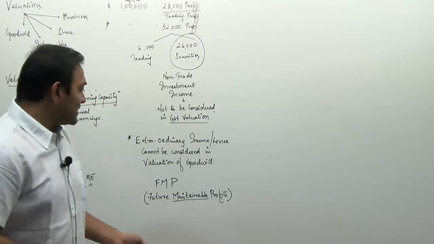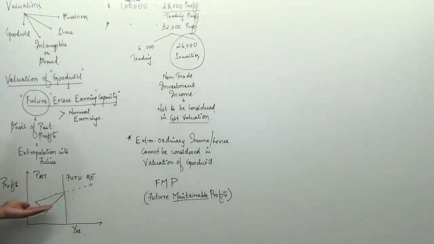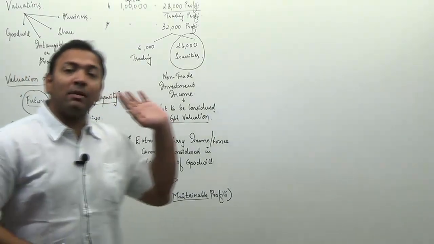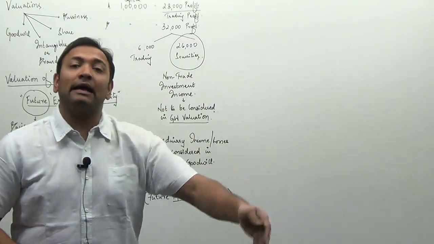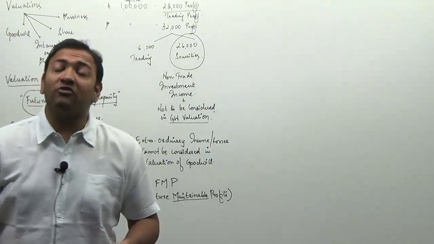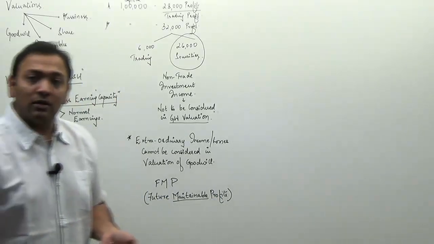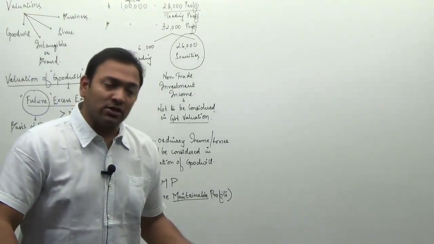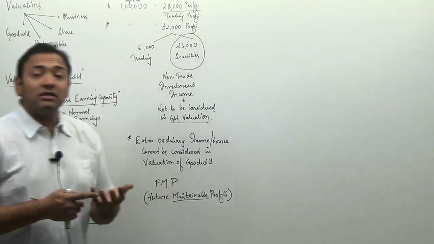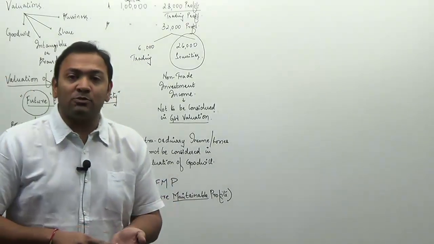On a genuine basis, year on year, when the future profits are expected to grow, though I take my past profits into consideration, at the end I'll add some trend. So let's say that I'm expecting a normal trend of 5% increase in the net profit every year. That can be taken as a consideration. So whenever I'm talking about future maintainable profits, I need to consider an adjustment for the past profits.